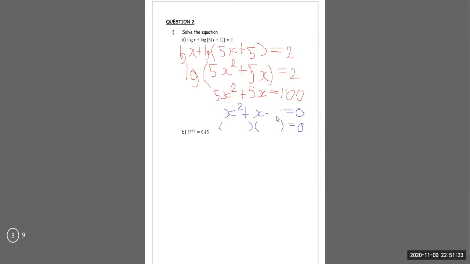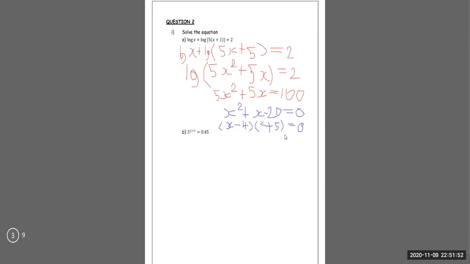Negative 20. So which two numbers, when we times them, we get negative 20, and when we add them, we get 1? 4 and 5. Negative 4 and positive 5, so it'd be positive 5 and negative 4. Yes, beautifully said. Very good, sharp.